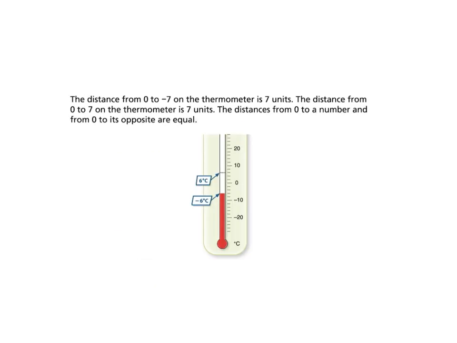So the distance from 0 to 7 and the distance from 0 to negative 7 on the thermometer is 7 units. The distances from 0 to a number and 0 to its opposite are equal. Since we know this, if I tell you that there is a number such as 11 and negative 11, what is their distance to 0? The distances are equal, so the distance to 0 for both would be 11.